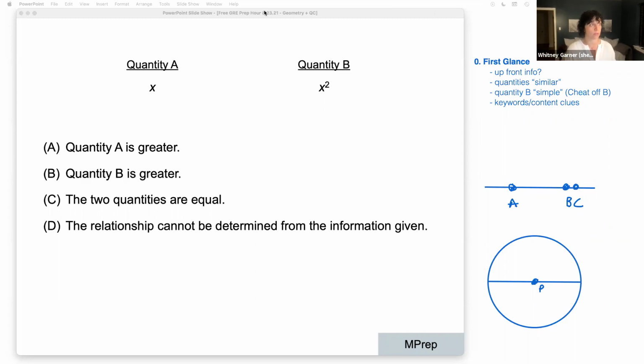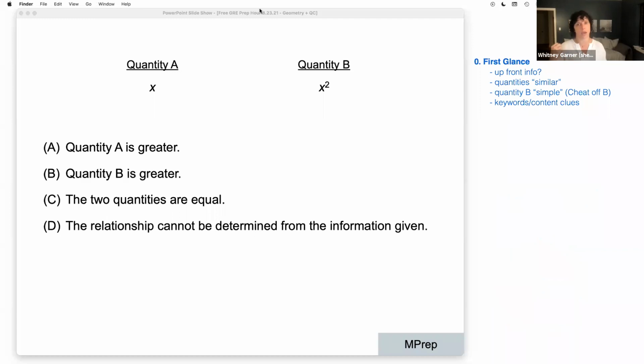That's a great question. Okay, so now let's jump into our step 0, first glance. What do I notice about this problem? I don't see any upfront information. The quantities are actually kind of similar. They look a lot alike. They're both pretty simple. Quantity B is obviously not a number. And I would say that this is something to do with exponents. That would be my content clue here.